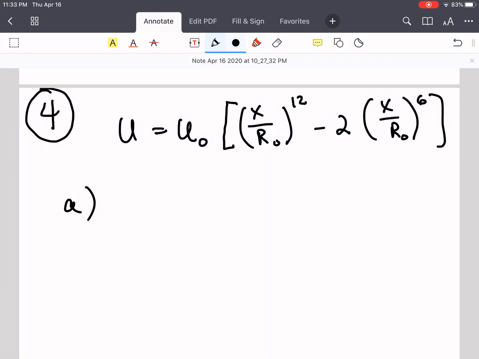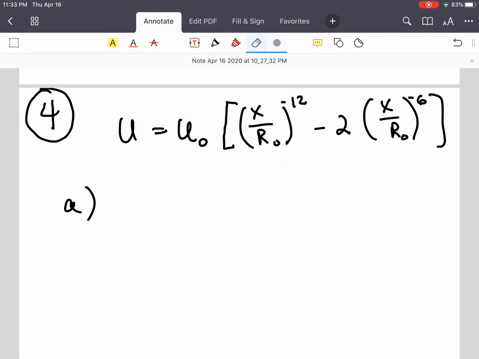So U0 with some positive constant, R0 with some positive constant. If we plot this out, x to the 12th is a rapidly increasing function. Oh, I'm sorry about that. That's minus 12th. This is minus 6. So let's try that again.